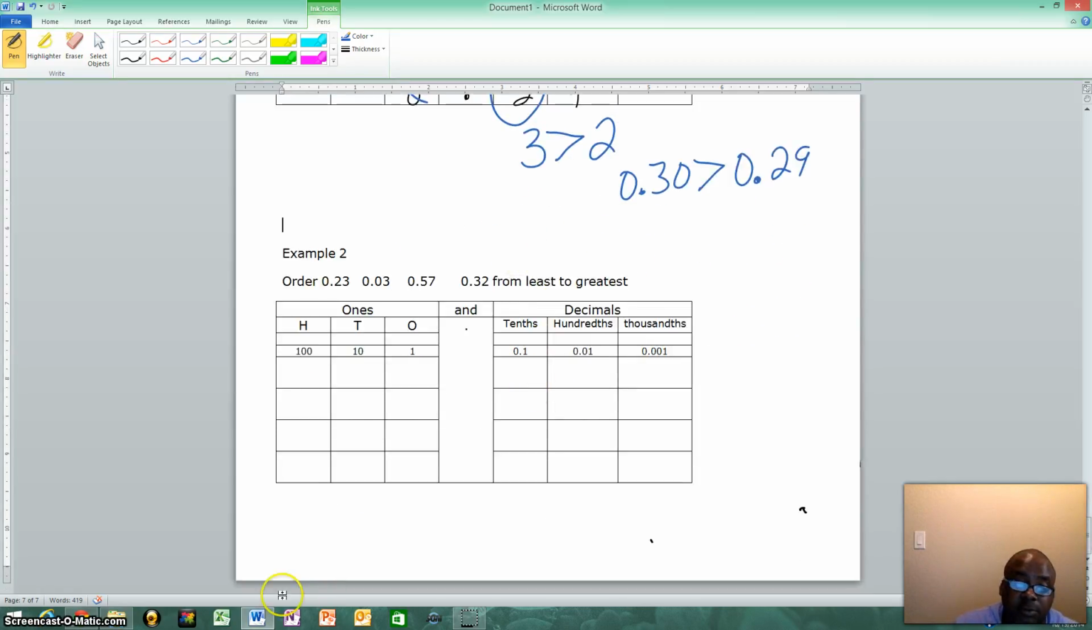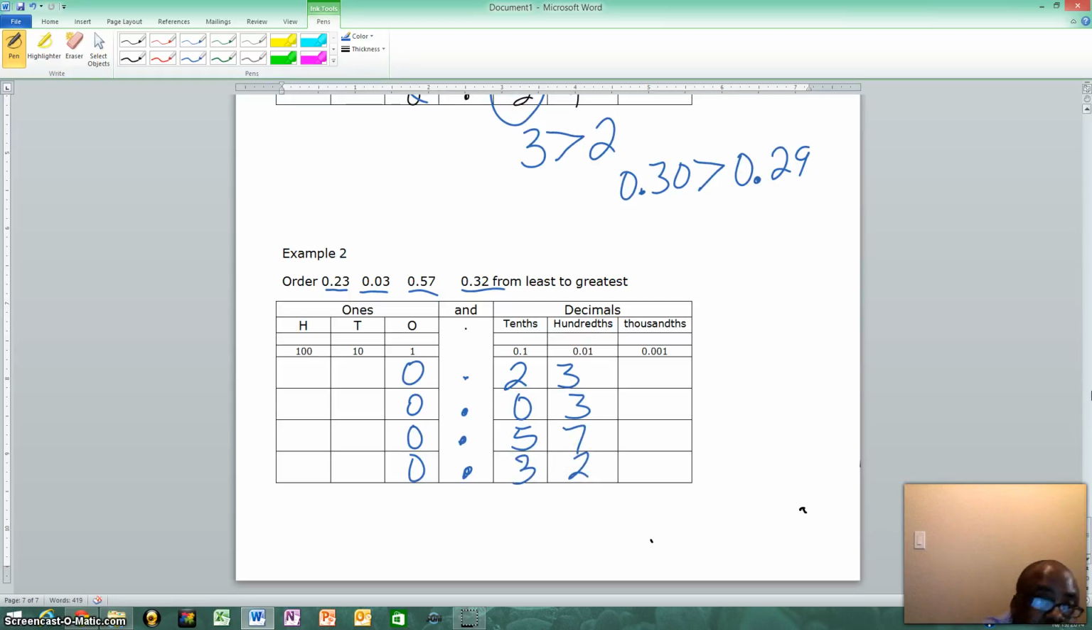Alright, so let's do one more. Now we have the numbers 23 hundredths, 3 hundredths, 57 hundredths, and 32 hundredths that we're going to arrange from least to greatest. So put zeros here, decimals: 23, 03, 57, and 32.